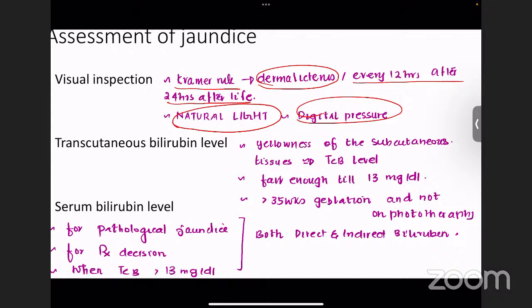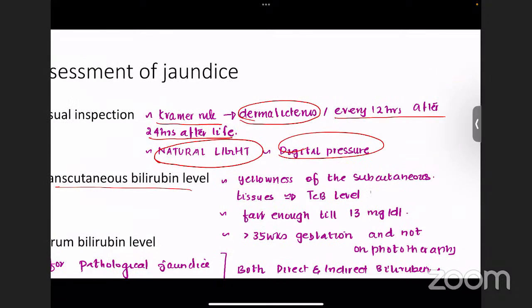Always say that you want to look for dermal icterus in warm sunlight or white light, because in artificial light or any yellow light it will give a false positive result. Even if you don't actually examine, if you say this, the examiner will know that you know the concept very well. So visual inspection after 24 hours of life, every 12 hours: do Kramer's rule, dermal icterus, natural light, digital pressure.